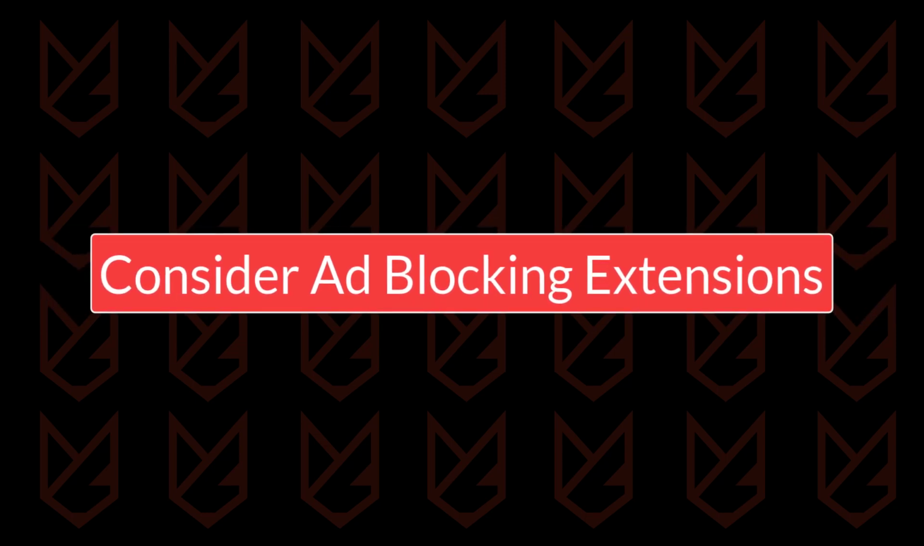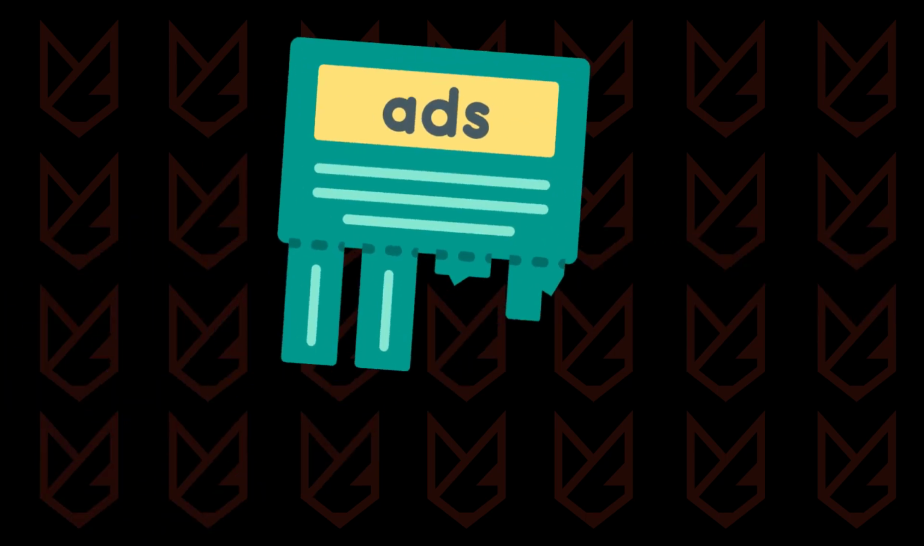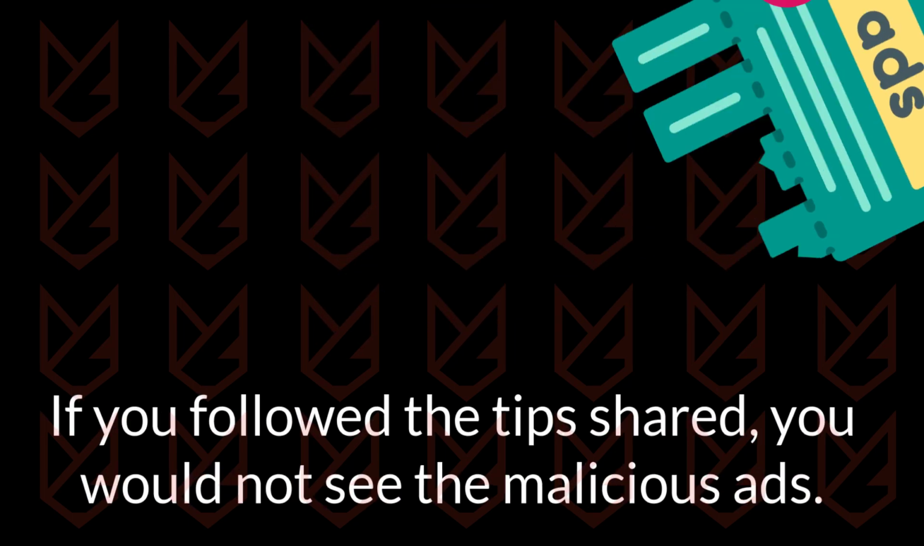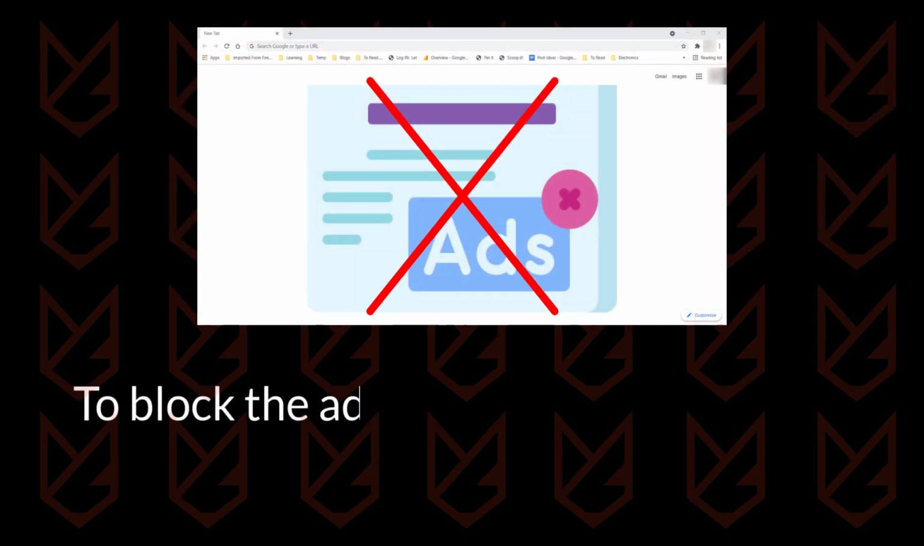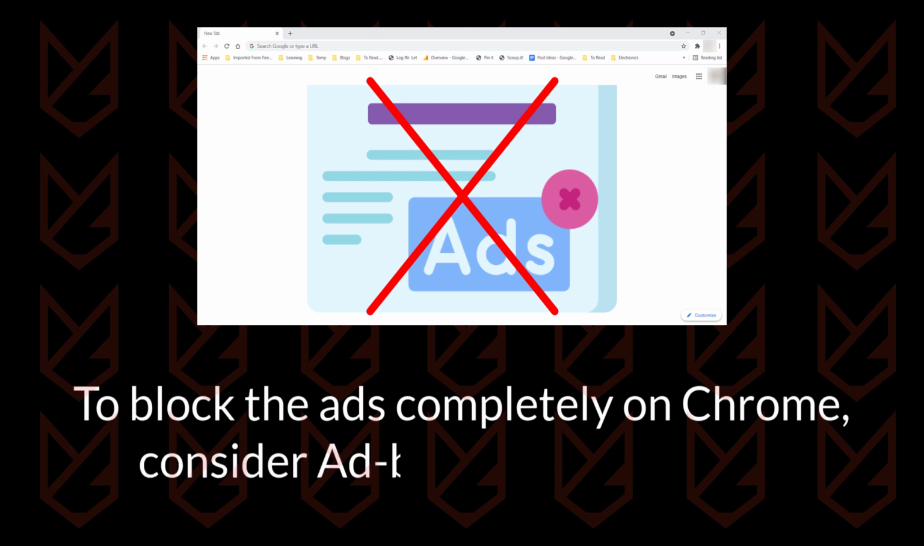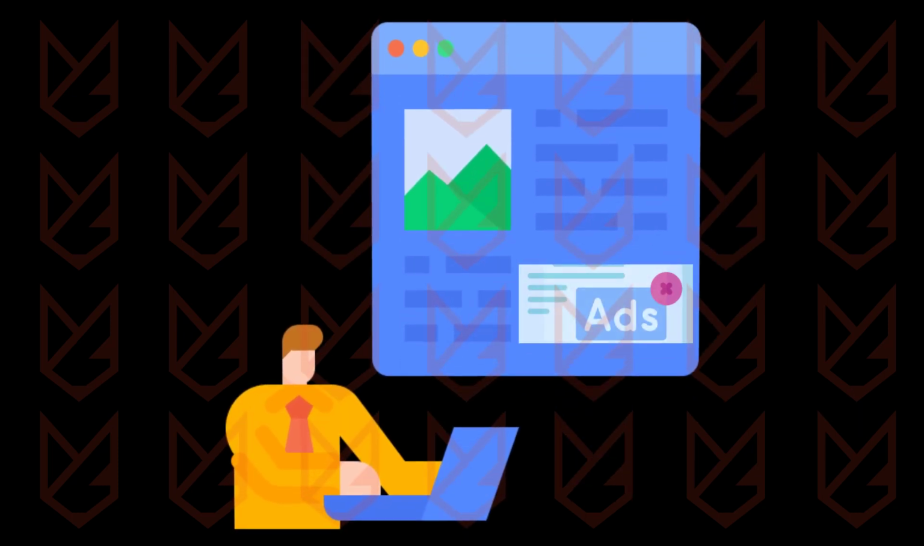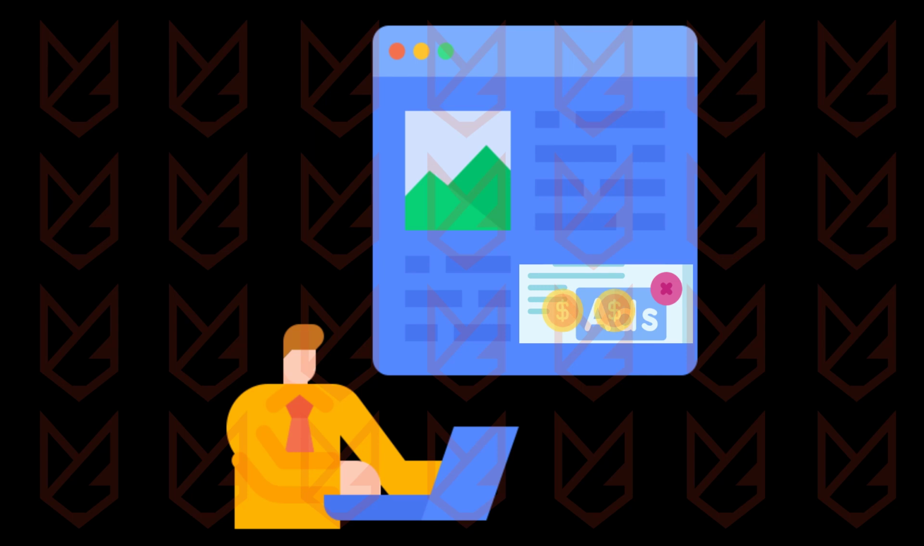Consider ad blocking extensions. If you followed the tips shared, you would not see the malicious ads. If you want to disable the ads entirely from the Google Chrome browser, you can consider ad blocking extensions. These extensions will block all types of ads. However, we suggest that you don't use the ad blocking extensions as many content creators solely depend on the advertisements. If you block the ads, they won't be able to earn. Ultimately, some great content creators will lose their job.